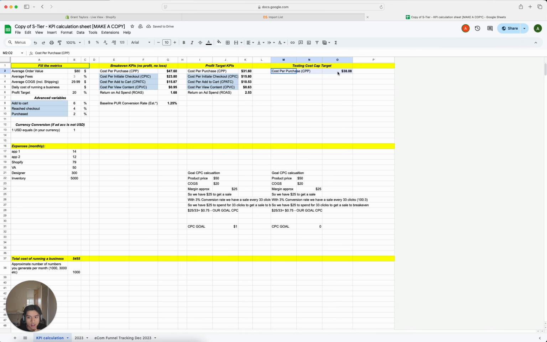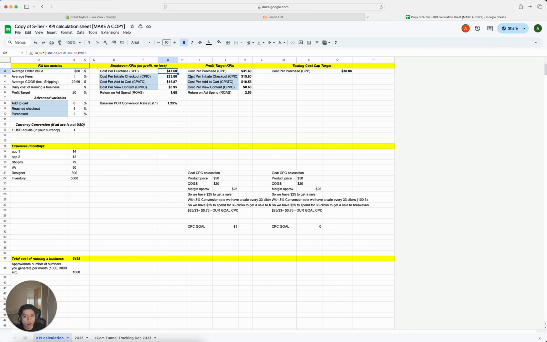And then our testing cost cap target, this is basically set to 20% below whatever our break-even KPI is. And generally speaking, I'll usually shoot for this as my testing cost cap. If I want to be more aggressive, I'll set it to the actual break-even point, which for this specific product, I'm probably going to go with our $38 cost cap here.